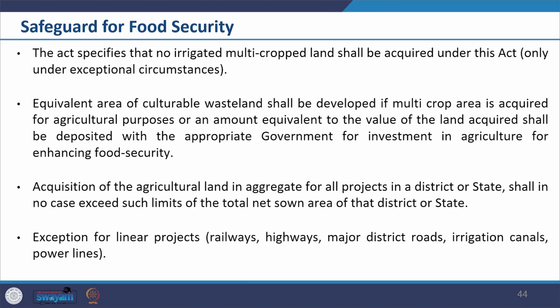So this act specifies that no irrigated multi-crop land shall be acquired under this act. Such land may be acquired subject to the condition that it is being done under exceptional circumstances. And there are instructions if such kind of lands are acquired, then what kind of compensation has to be done, what kind of rehabilitation has to be done, all that guidance has been provided.